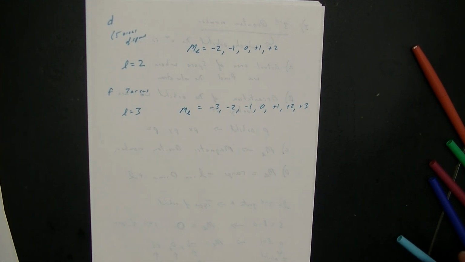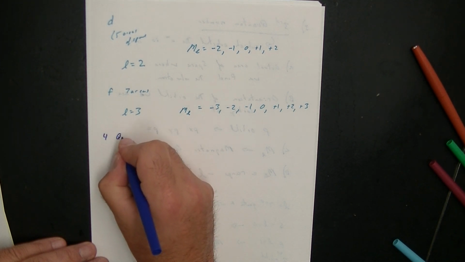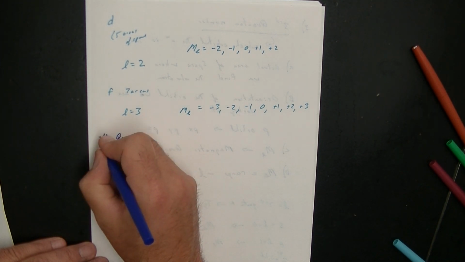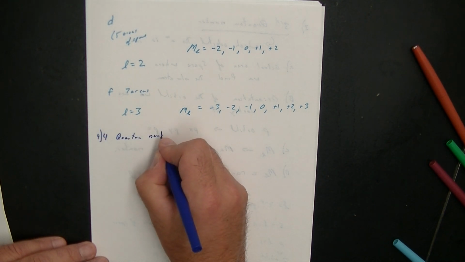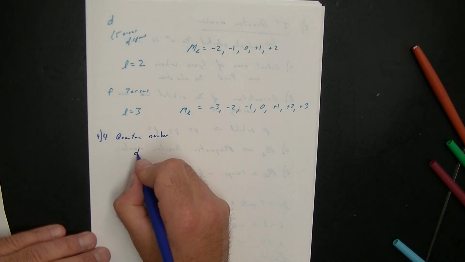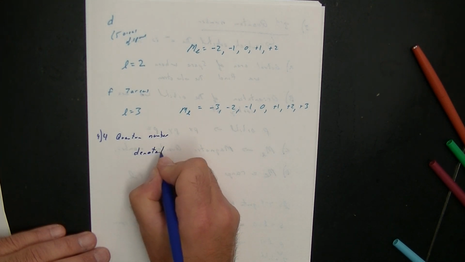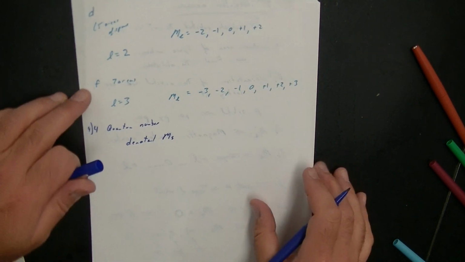Now, the fourth quantum number. This is number 4. The fourth quantum number is denoted ms, and it's the magnetic spin.